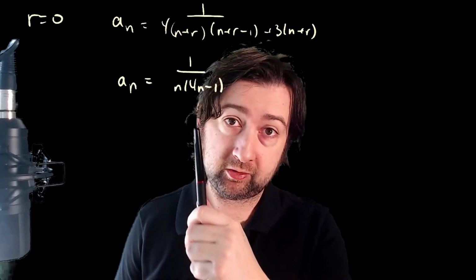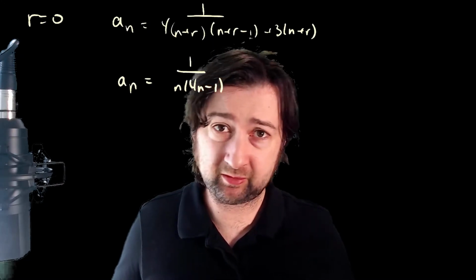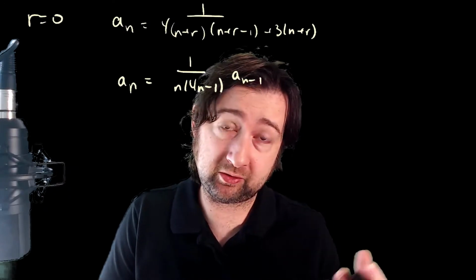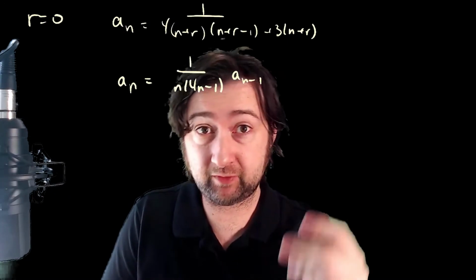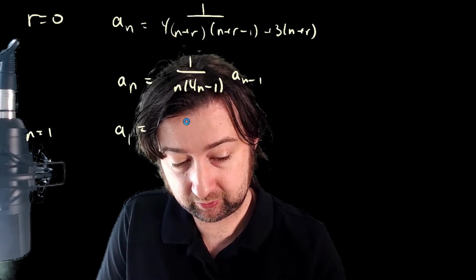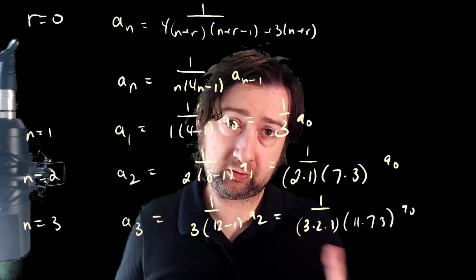When you put in r equals 0 and you do the algebra and simplify, this is what falls out. But now we're just in the land of regular old series solutions. So I can figure out the coefficients in terms of a naught just by plugging in values of n. For n equals 1, we get the equation for a1, then n equals 2, n equals 3. So I've got a pretty clear idea of what the pattern is here.